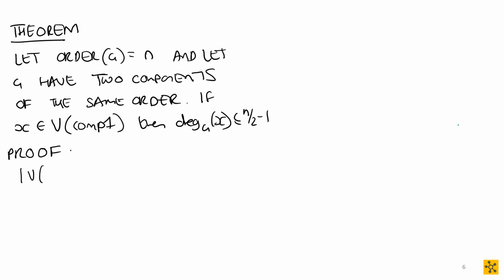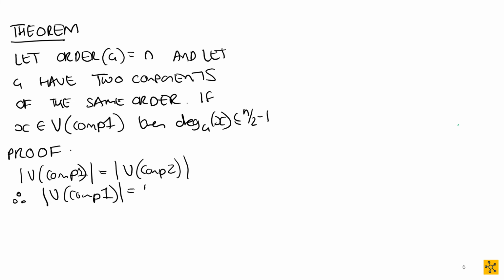We showed this, so we need to tell the reader. We know that the vertices of component 1 and the vertices of component 2 are the same in number. And because our original graph was order n, that means the order of our components is n over 2. So therefore, the order of component 1 is equal to n over 2.